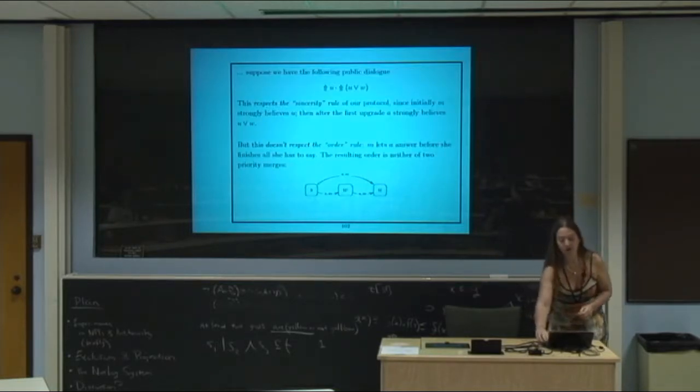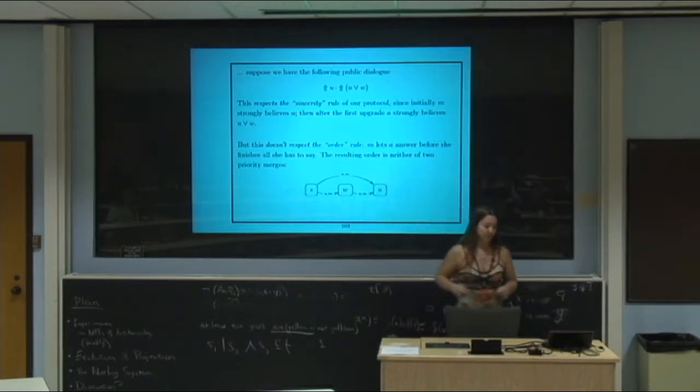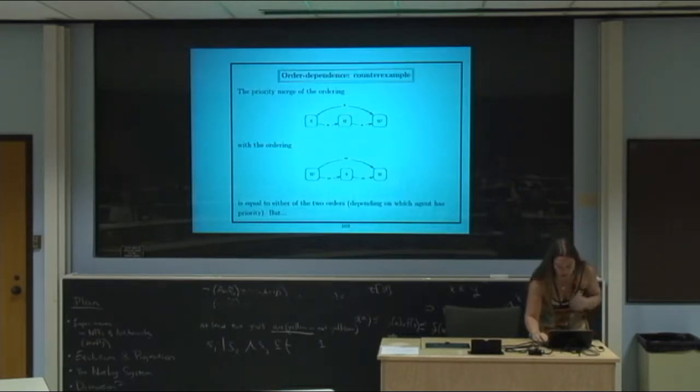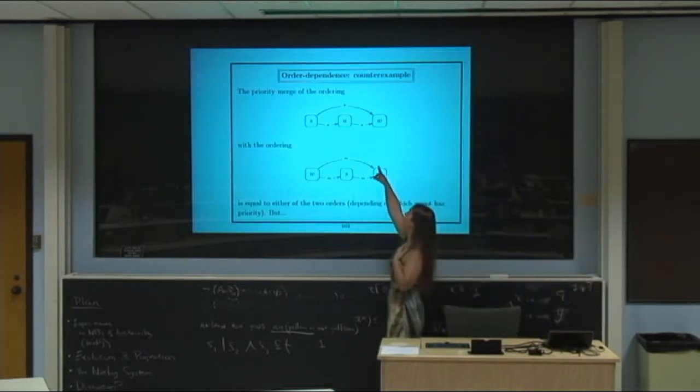Okay, so here you see the example. First, there is an announcement of U, followed by an announcement of U or W, and I think that's Albert's setting here. So first he would say, no, that's Mary.